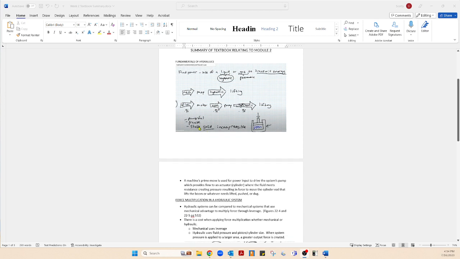It's stable, it's solid, it's incompressible. You can't mash it. Air, you can a bit. So having said that, when we talk about fluids, there are two kinds. There's liquid, that would be hydraulic fluid, and there's gases, that would be pneumatic, that would be air.